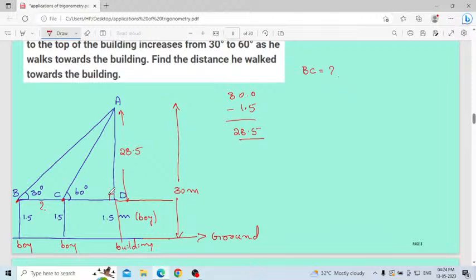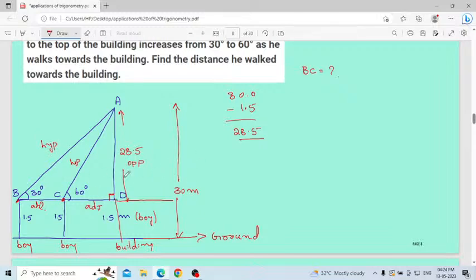Then this one is the 90 degrees. This one is the adjacent. This one is the hypotenuse. This one is the opposite. For this also, this is the adjacent, this one is the hypotenuse, and this one is the opposite one.